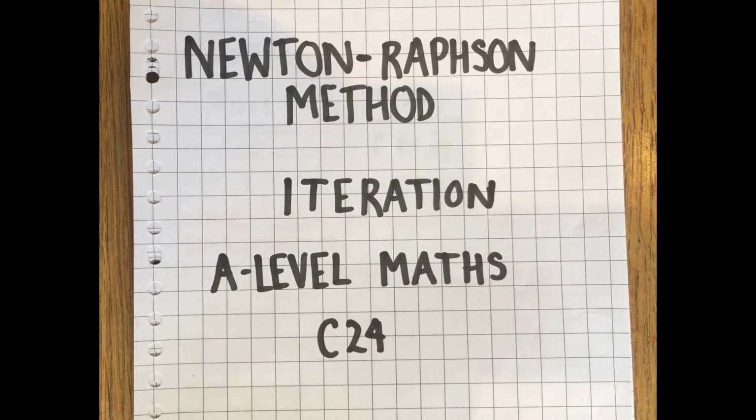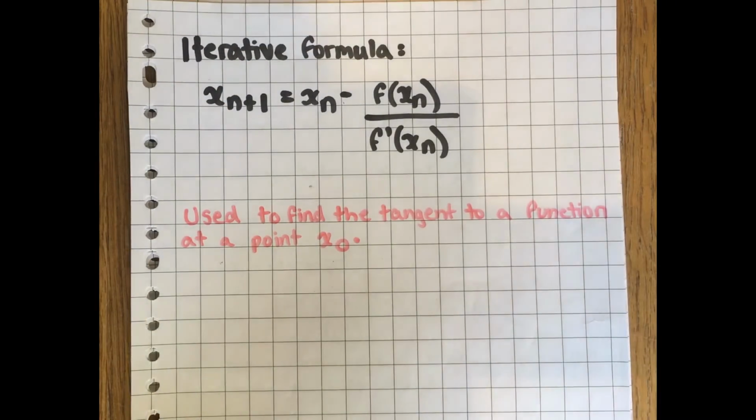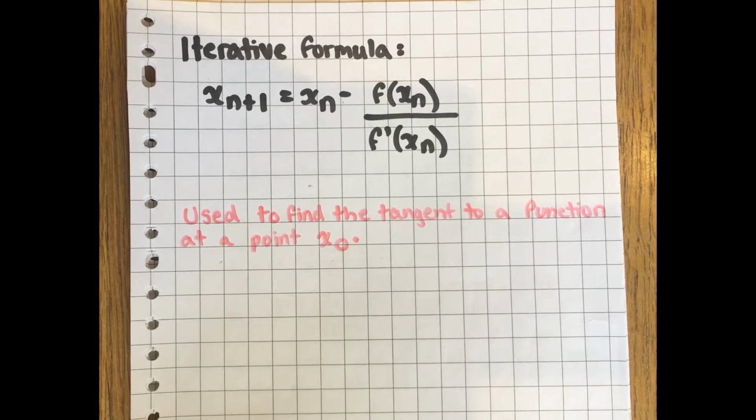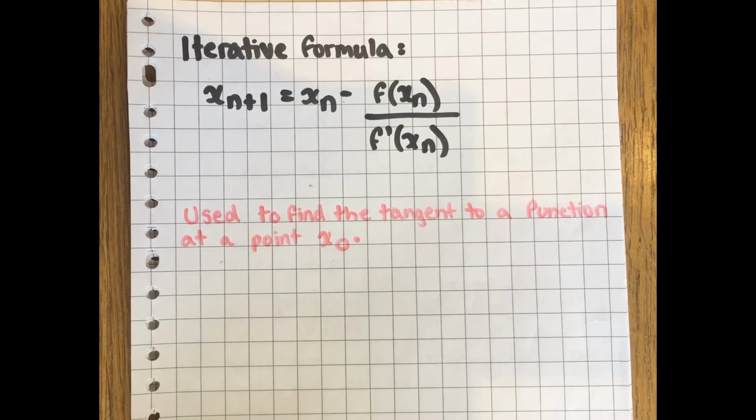Today we will be going through the Newton-Raphson method for iteration for AQA A-Level Maths Chapter 24. This iterative formula is used to find the tangent to a function at a point x0. The formula for this is x_(n+1) = x_n - f(x_n) / f'(x_n), where f' is the differentiated form of f.